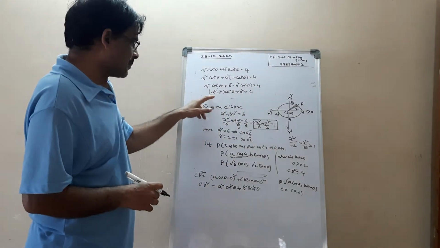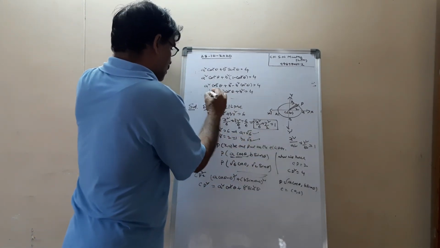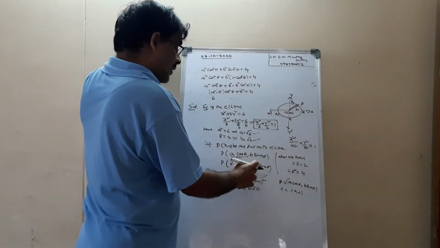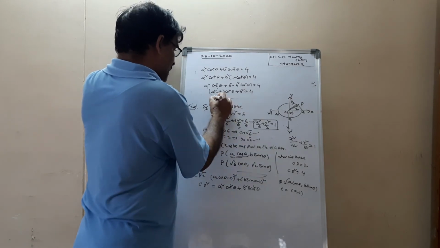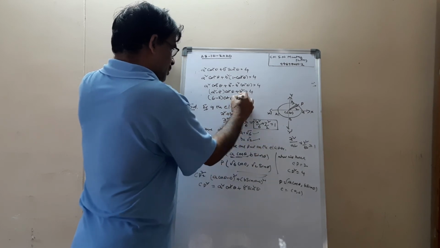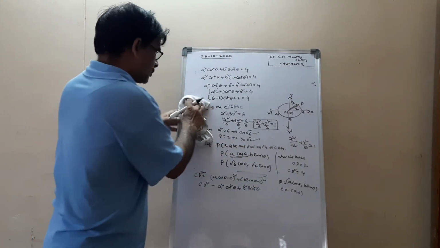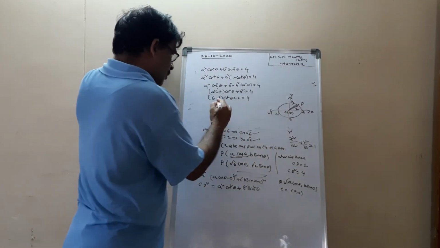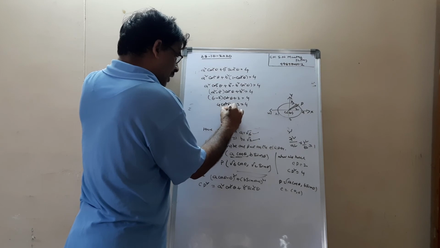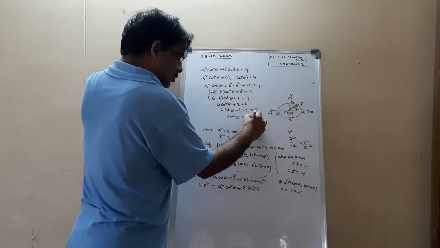So let me substitute the values of a and b. A equals root 6, b equals root 2. Root 6 whole square means 6. B is root 2, square means 2, into cos square theta, plus 2 equals 4. Now 6 minus 2 is 4, so 4 cos square theta plus 2 equals 4, or 4 cos square theta equals 4 minus 2, which is equal to 2, or cos square theta equals 2 by 4.